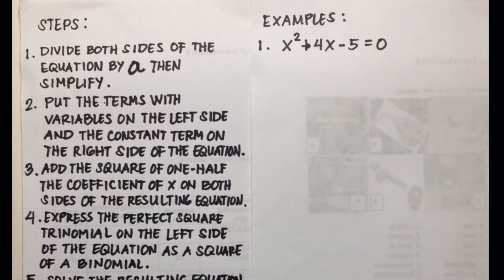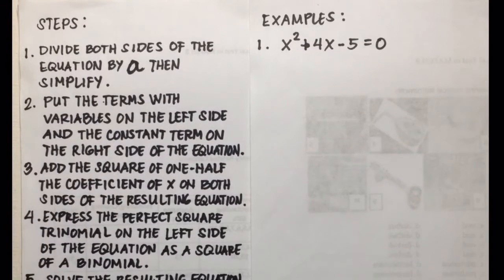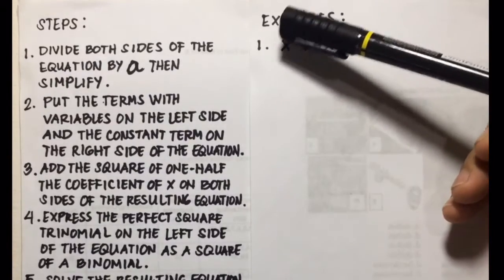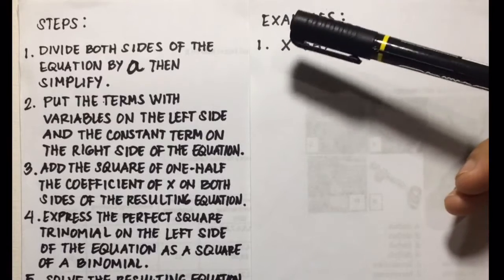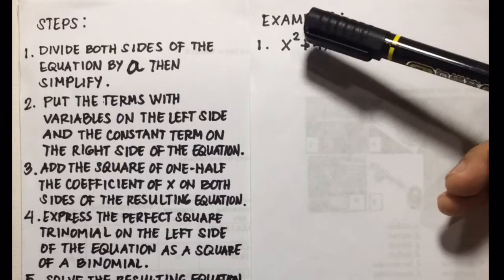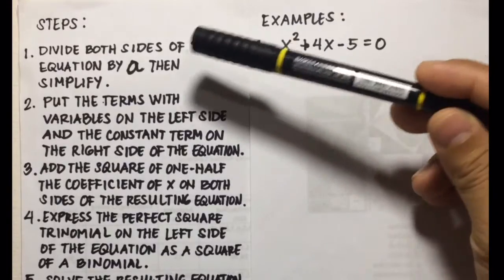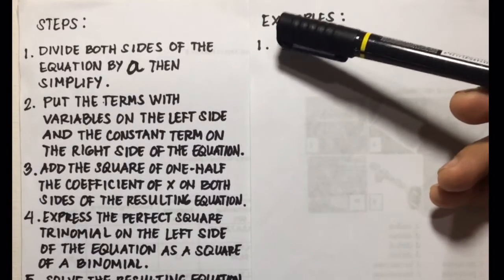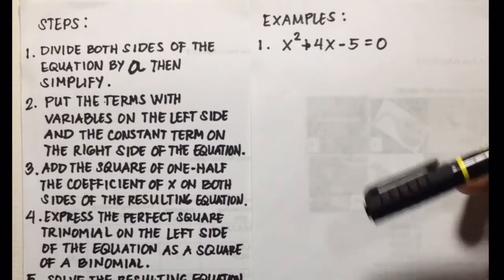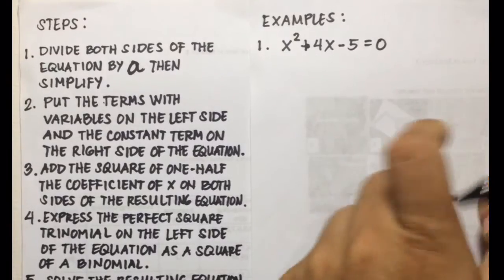Example number 1. So x squared plus 4x minus 5 equals 0. So the first step is you're going to divide both sides of the equation by a, then simplify. Now, in this case, we're not going to divide this one by a. It's because a here is 1, and if we're going to divide the equation by 1, it is still the same equation. So you can just apply step number 1 if the numerical coefficient of x squared is not 1. So we're going to proceed to step number 2.